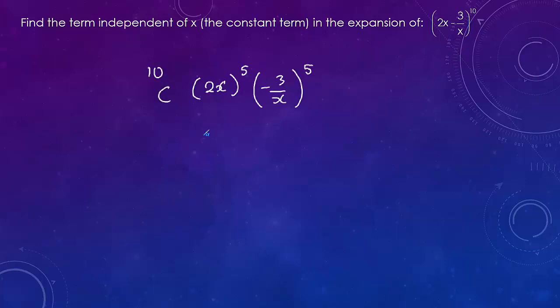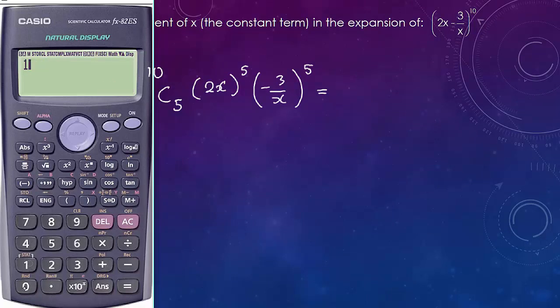So that's 10c, and the bottom of this will always be the same as the power. So 10c5. In fact, because of the symmetry of Pascal's triangle, it doesn't matter whether you take the power of this one or the power of this one. Clearly it doesn't in this case because they're both 5, but when they're different it doesn't really matter. So we need 10c5, that's going to give me 252.